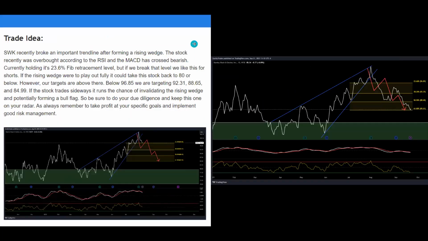And it's not just long positions too. We also go over short positions. This is SWK right here. This is one of the very first trade ideas I sent out in the newsletter, talking about the rising wedge, going over some of the key levels of support, and you can see how it played out exactly, came right down to our target here.